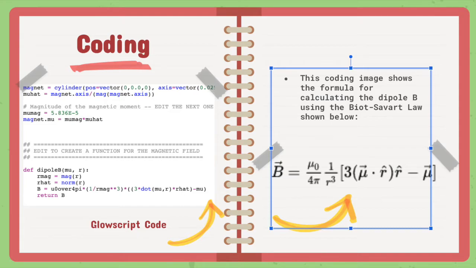In the first section of coding, we were required to fill out the function for dipole B, and the way this was done was using the Biot-Savart law in order to find the actual B values for a given mu and a given r.